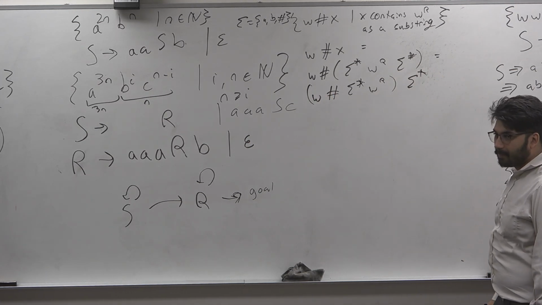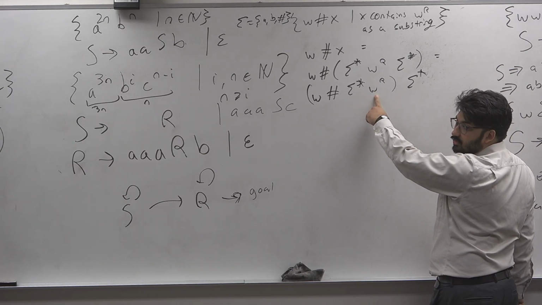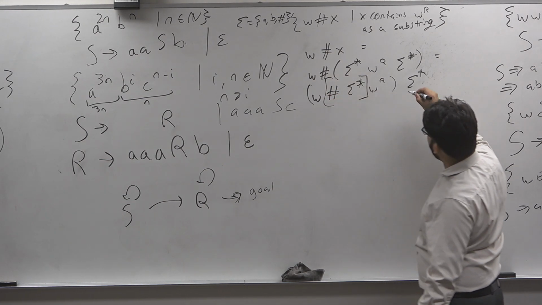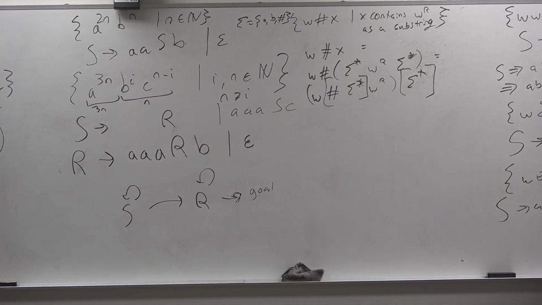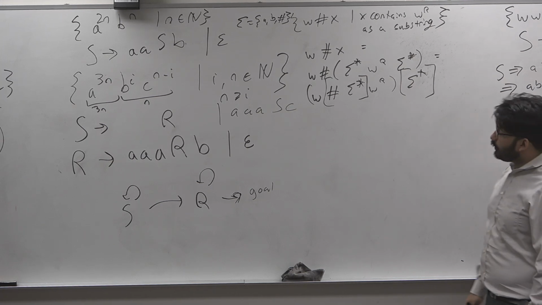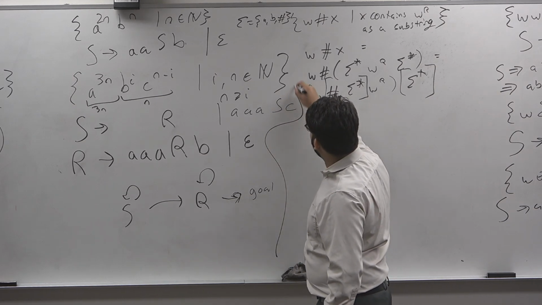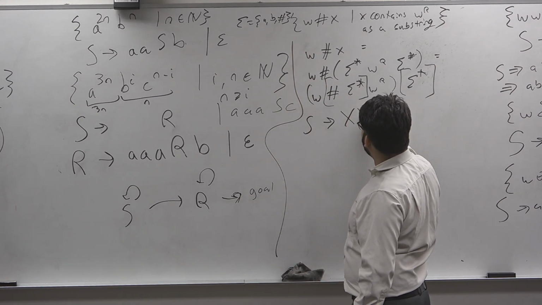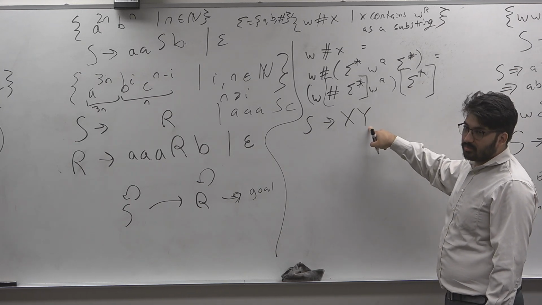If we can produce this part, W and W R, then we can produce this part, and then finally this last part. That's how the construction of the grammar is going to go. First off, we need a couple of non-terminals. S is going to go to, let's say, X Y. And let Y be something that produces sigma star.